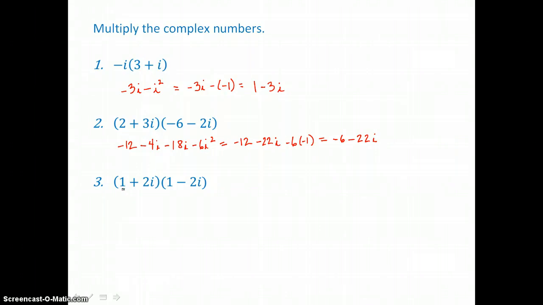Okay, let's distribute again. 1 times 1 is 1. 1 times negative 2i is negative 2i. Starting over, 2i times 1 is positive 2i. And positive 2i times negative 2i is negative 4i squared.